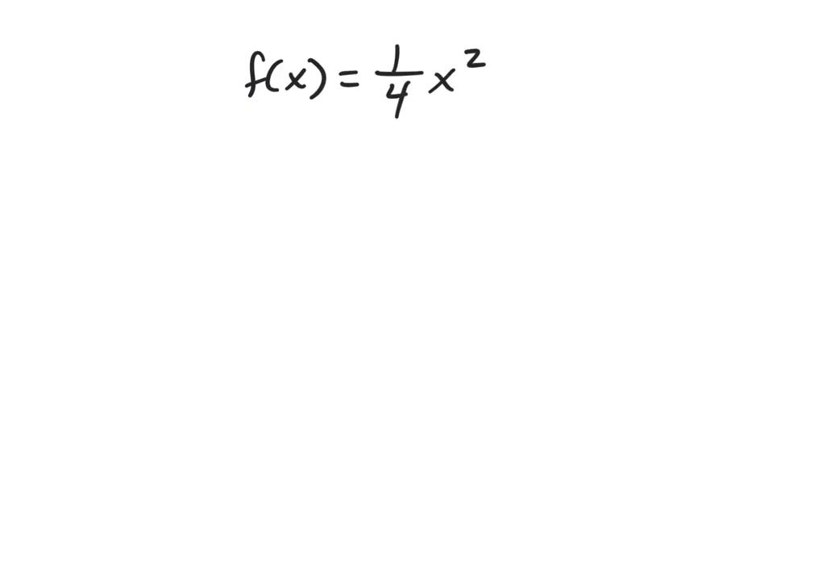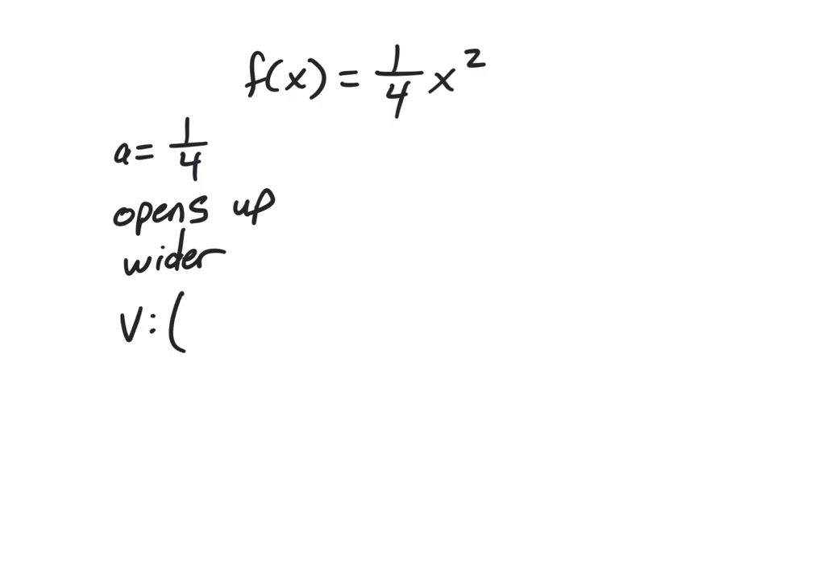Okay, I am going to pull this one up. Here, my A value is 1/4. So that tells me 2 things. It opens up because it's a positive number. And because it's a fraction, this is going to be a little bit wider. We haven't talked about or seen one like this yet. It's going to be a little bit wider than my original graph.